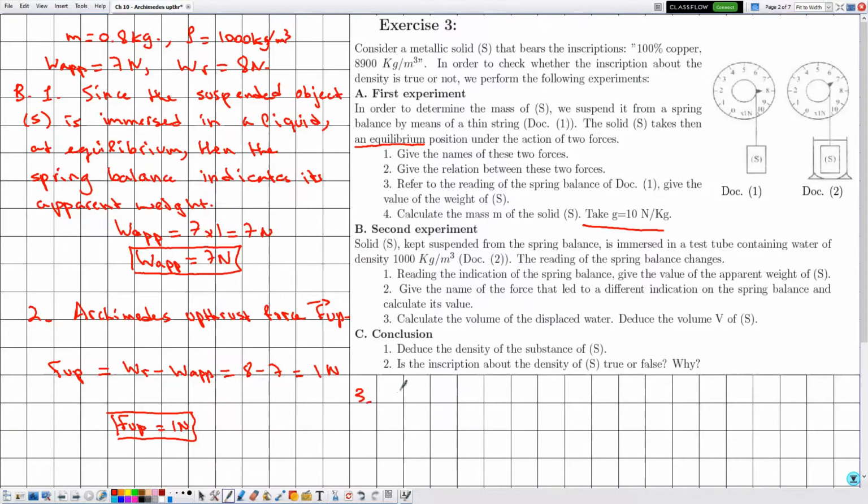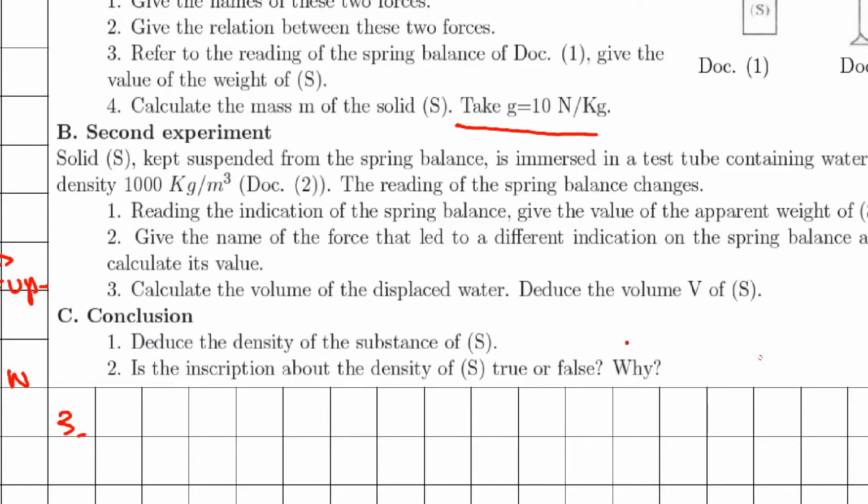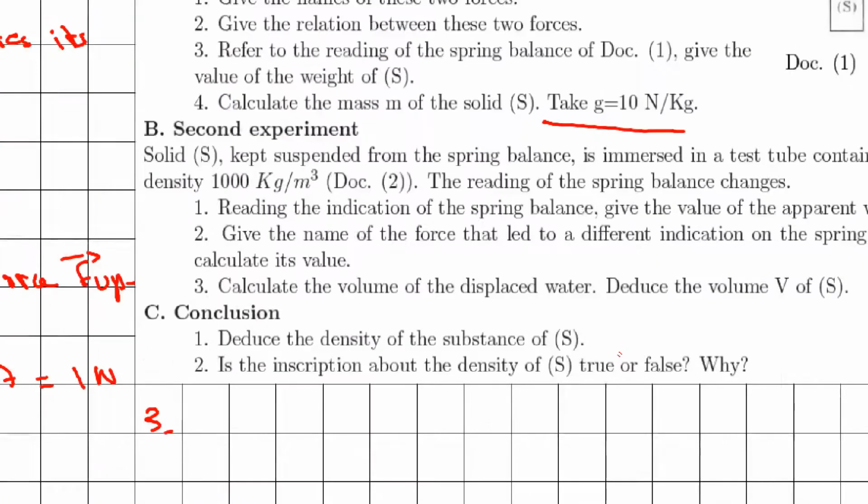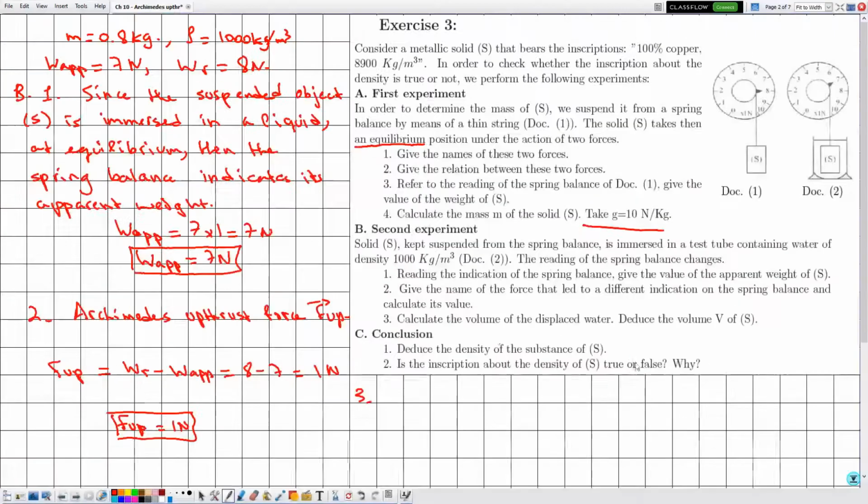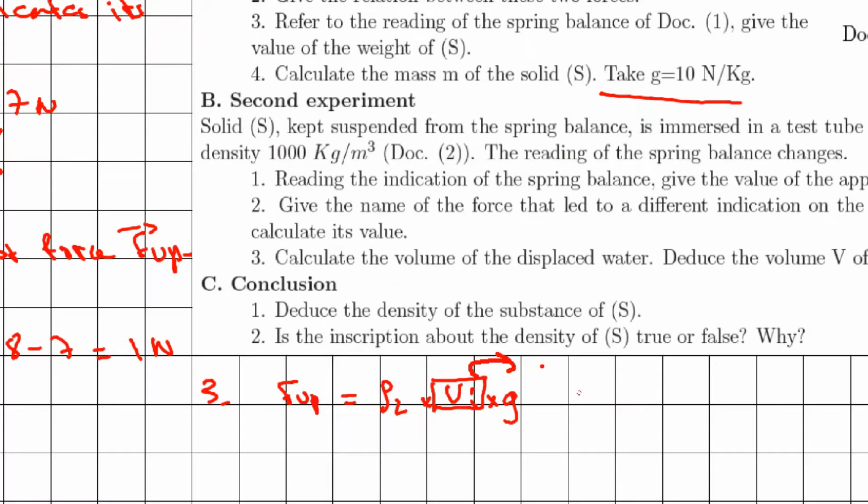And now number 3, calculate the volume of the displaced water, deduce the volume V of S. So we know that the volume of the displaced water, or the immersed volume, which is the same, and the value of F upthrust are related via the following formula. F upthrust is equal to the density of the liquid times the volume VI of the immersed part times G. So we're interested in calculating the value of VI. So here VI, which is the immersed volume, is the same as the volume of the displaced water.